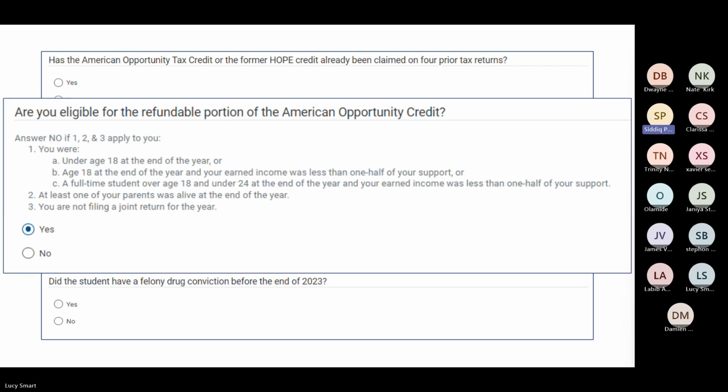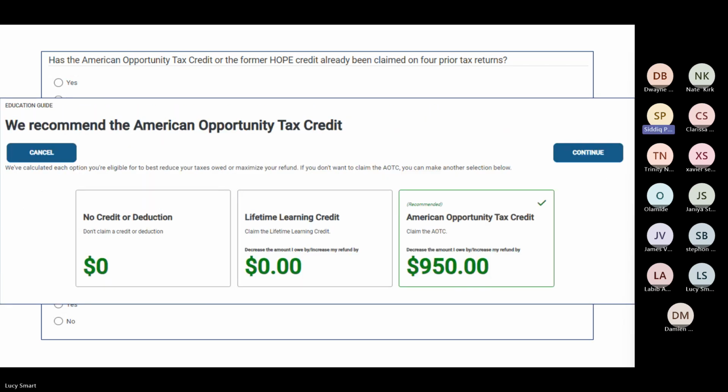The last one asks about refundability for the refundable portion of the credit. If a student is under 24 years old and not being claimed as a dependent, they must meet a certain condition to be eligible for the refundable portion of the credit. This eligibility concerns how much of their own support they provide, if their parents are deceased, and if they are not filing a joint return. If you are preparing a return for a non-dependent student under 24, read this question carefully. After all of that, TaxSlayer will recommend the best tax credit for the return. It is usually correct, but you want to make sure you use your knowledge of eligibility to ensure that they are eligible for the selected credit.